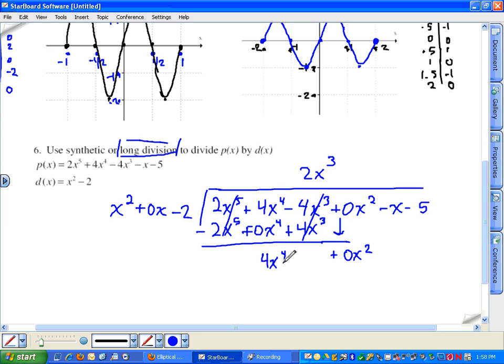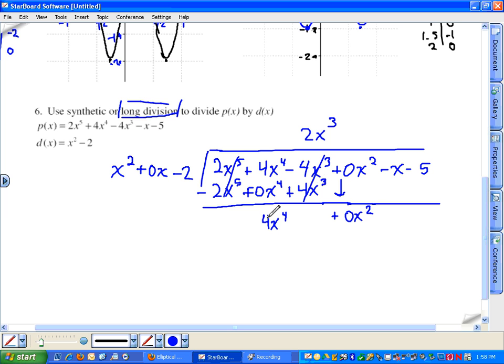Now notice how I'm keeping these lined up in columns according to the degree. Okay, that makes things a lot more manageable to organize. Now x squared into 4x to the 4th is 4x squared. So 4x squared times x squared is 4x to the 4th plus 0x to the 3rd minus 8x squared. Draw a line, change signs. That cancels. There's nothing here to add. Here we have 8x squared.